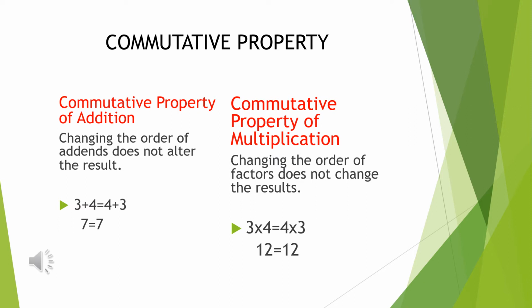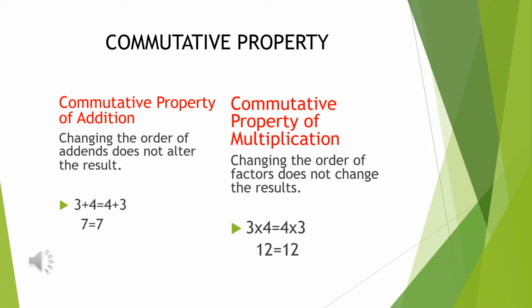Commutative property. Commutative property states that changing the order of the addends does not alter the result. So if we add 3 plus 4, the answer is 7. And if we also add 4 plus 3, the answer is also 7.